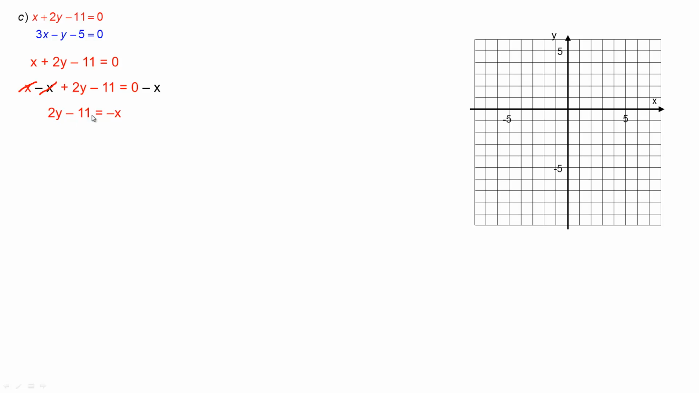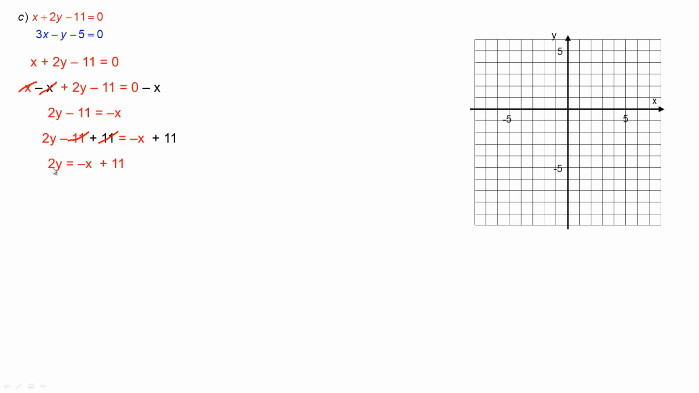Now I want to isolate the y term, so I'll get rid of this subtracting 11. The opposite of subtracting 11 is to add 11. So I'm going to add 11 to both sides, and this adds to 0. So now I just have the 2y on the left. So 2y would equal negative x plus 11. And so I have isolated the 2y term.